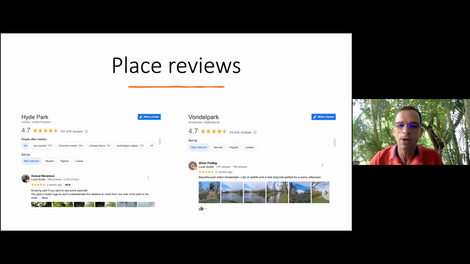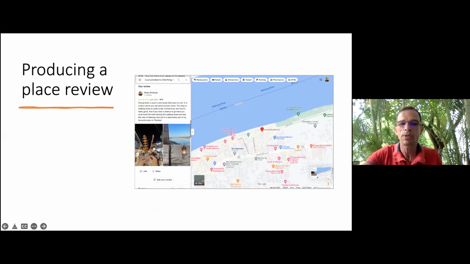You can see that Hyde Park and Vondel Park both got 4.7 as the total reviews, but there's a very, very different number of reviews involved here. Vondel Park only has 43,000, which is a lot, but it's much fewer than Hyde Park. So the students had a look at the different kinds of place reviews and how people were writing their reviews for these different places. And then once we looked at the different kinds of reviews that people had created from all around the world, they produced their own place review.